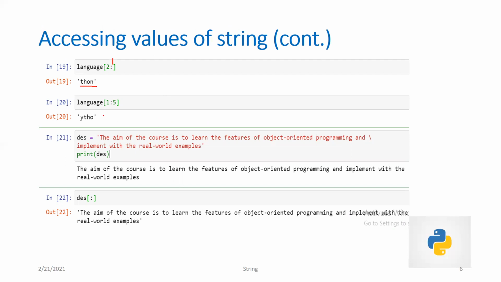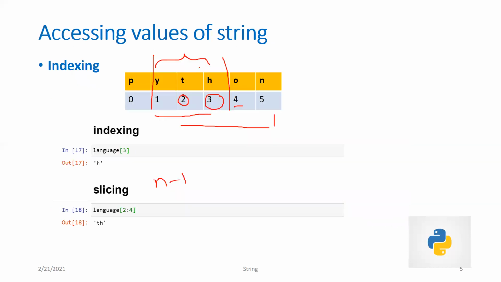Next, if I want a value from 1 to 5, 5 is not my last position. The last position is 6, and there are 6 values. And 5 means it is not taking the last value, but the one before that, because 5 minus 1 is 4. It will take only up to O, 1 to O, that means YTHO.